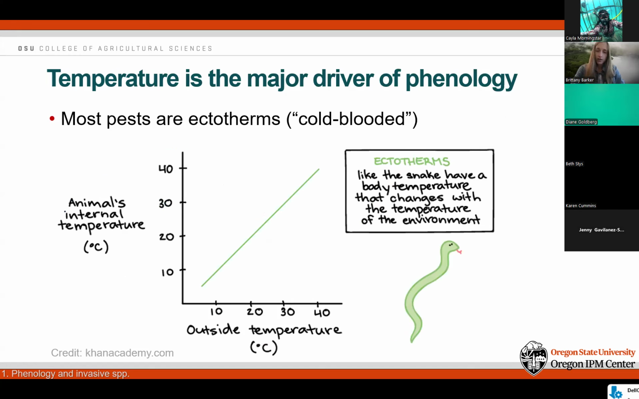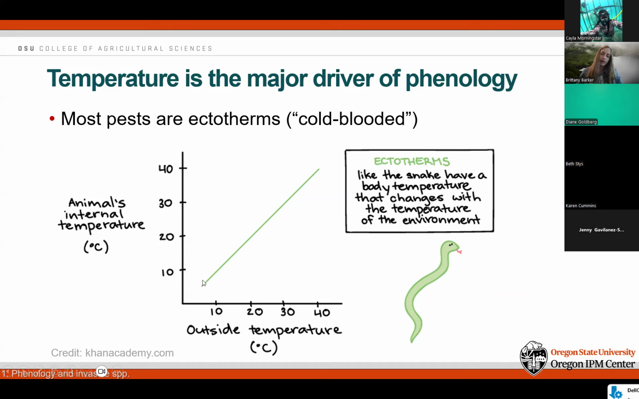And temperature is the major driver of phenology. This is particularly true for ectotherms. An ectothermic organism is one that the more popular terminology is that it's cold-blooded. An example is a snake. A snake, like other ectotherms, has a body temperature that changes with the temperature of the environment. So if we look at a graph comparing the animal's internal temperature in degrees Celsius to the outside temperature in degrees Celsius, we see this linear relationship.